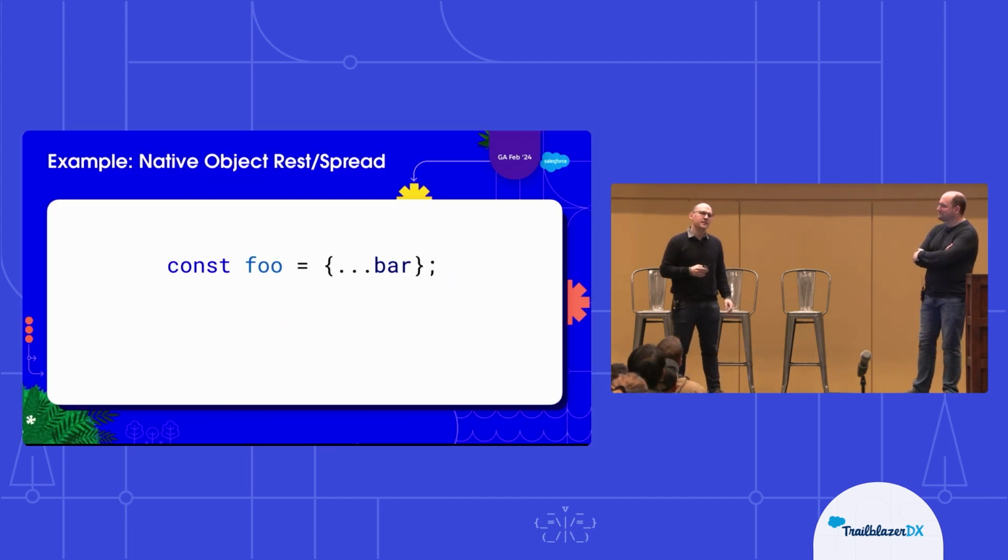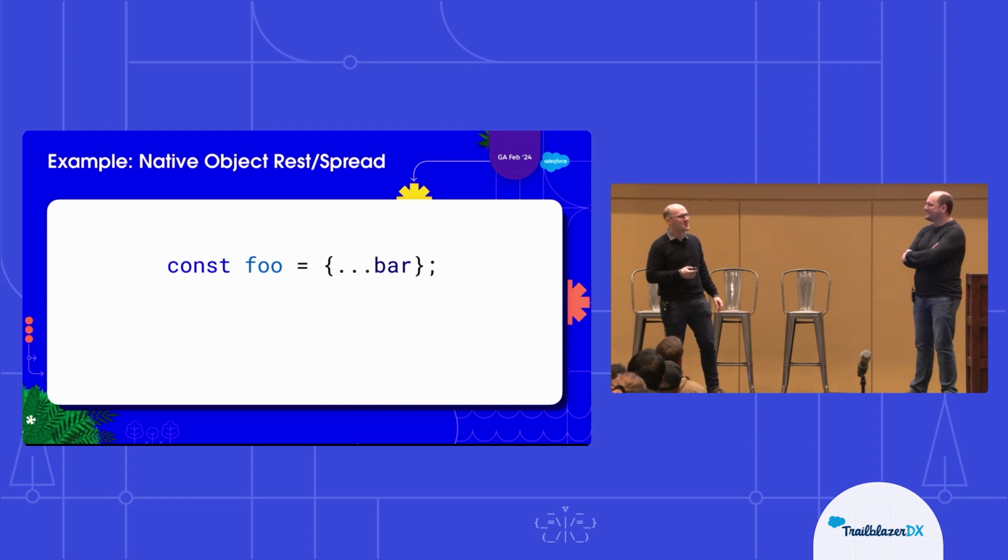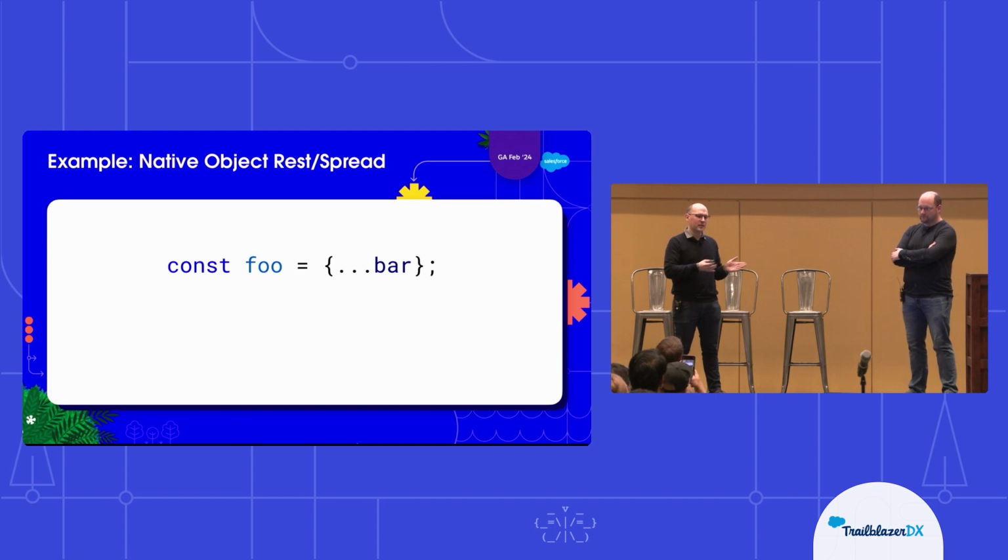Here's a kind of meatier example of what we're doing with API versioning. This is native object rest spread. Okay, that's a lot of words. What does that mean exactly? Well, that is a JavaScript feature that refers to this ... syntax that you see right here. And all this is doing is essentially a shallow copy of this bar object into the foo object. This is just standard behavior available in more recent browsers.